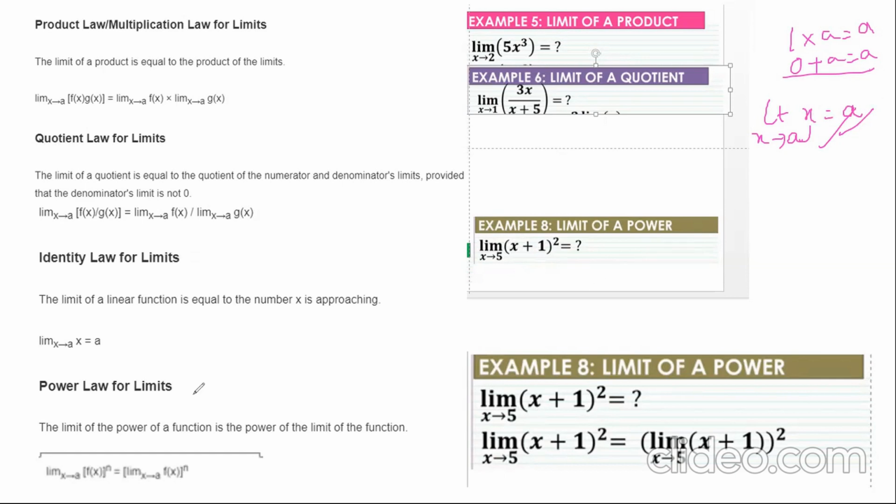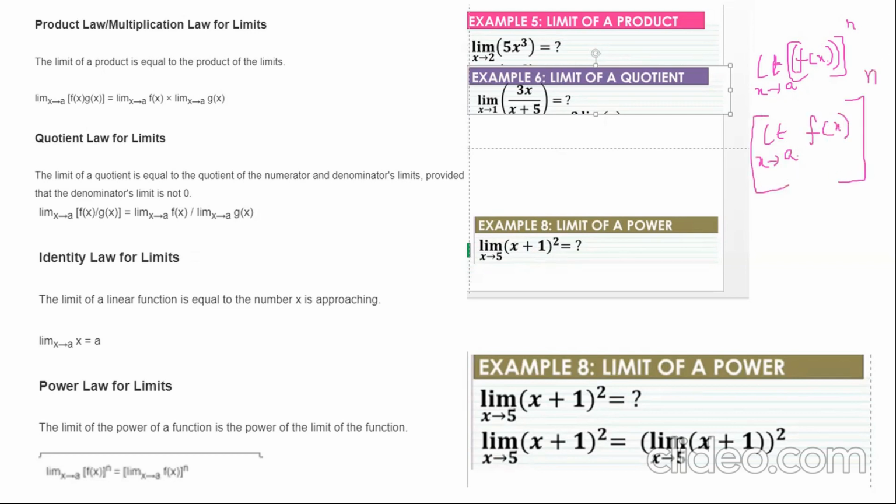Next, let us move to the power law of limits. What is the power law of limits? You observe here, limit x tends to a of f of x, whole power n, is given. So now, how do we write this one? I can write this as limit x tends to a of f of x, and for the whole, I can take it as n.